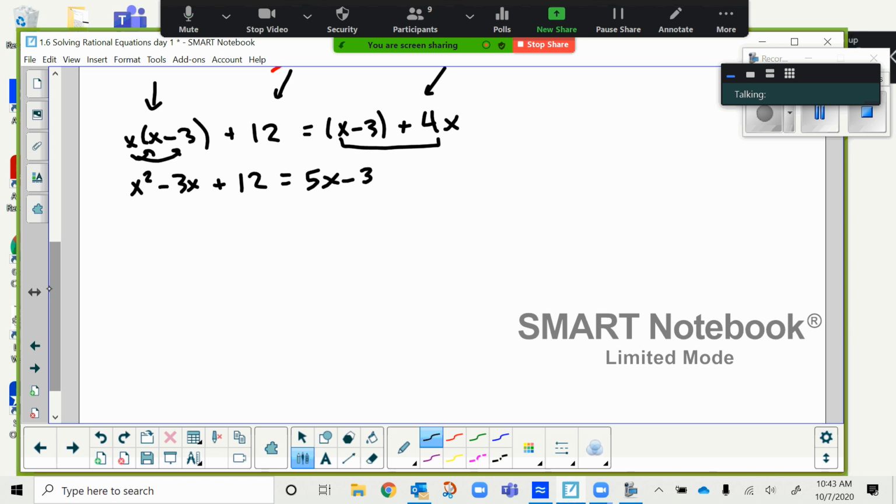Oh, because it's all addition or subtraction. There's no multiplication going on right there. Okay.